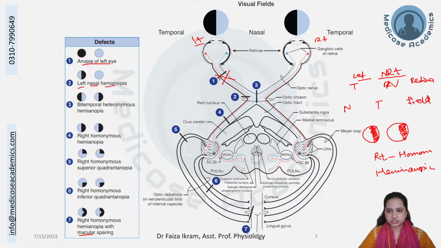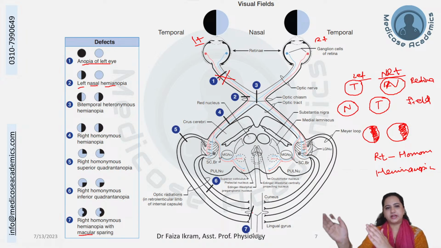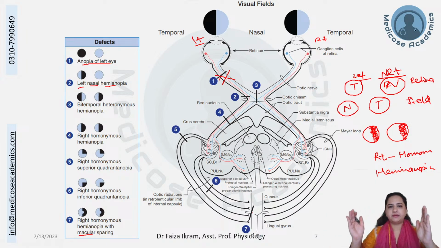So if you have a question, first of all think about what fibers it is carrying, temporal or nasal, from both the eyes. Then translate it into the field of vision just by reversal. Then fill in your circles and see if it is on the right side, on the left side, bitemporal, binasal, and then name it. If you think sequentially, you will never miss the diagnosis.